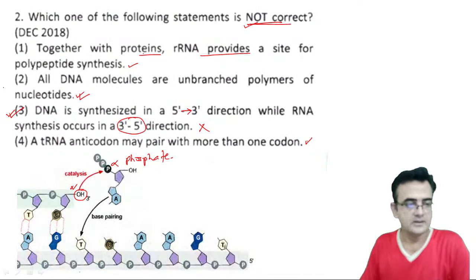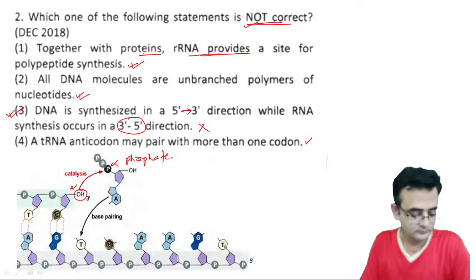Together with proteins, rRNA provides the site for polypeptide synthesis. This is correct. The second is correct, so the third is the wrong answer. So this is the correct answer here. 2C, yes, 2C is correct.